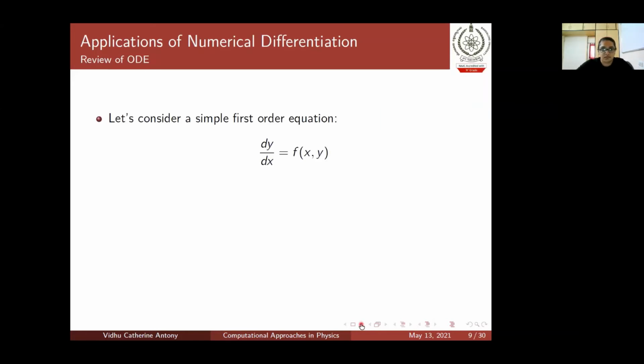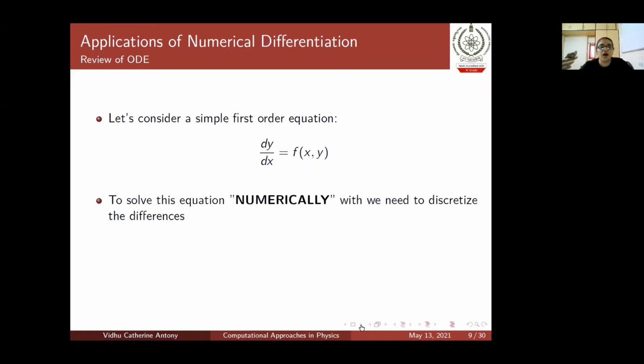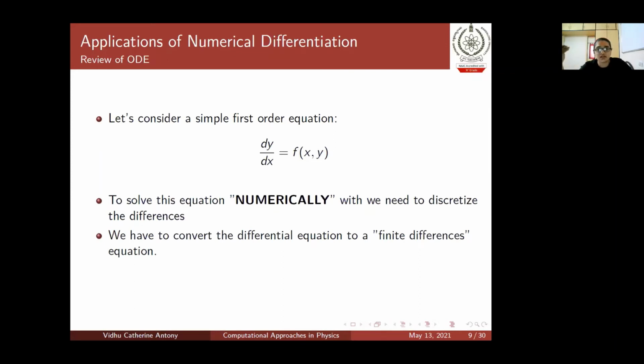So let's consider this simple first order differential equation. We're doing a review of ordinary differential equations: dy by dx is equal to f of x comma y. To solve this equation numerically, what do you need to do? You need to discretize the differences. We need to convert the differential equation to a finite differences equation.